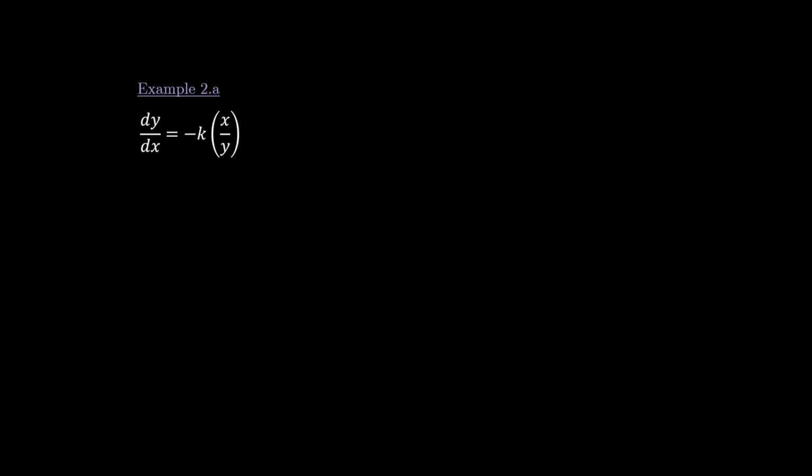Now on to our second example, which we'll break down in two parts. For our first part, we'll have x in the numerator and y in the denominator. So dy/dx equals negative k x over y.